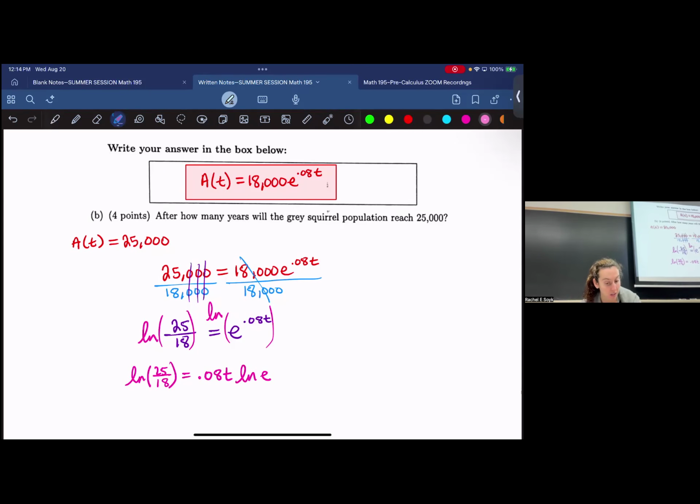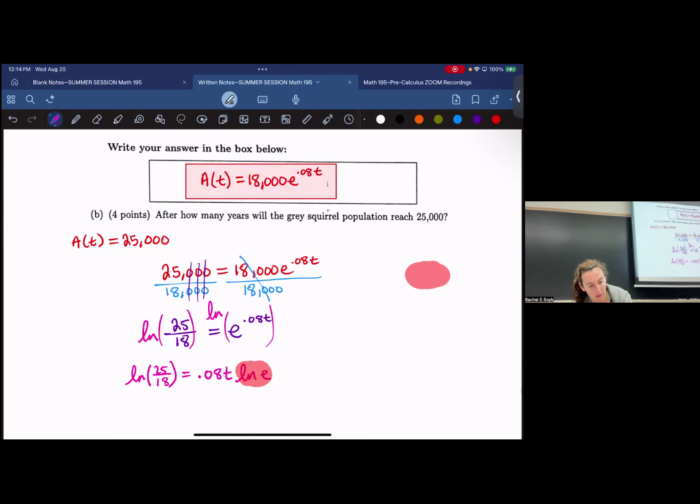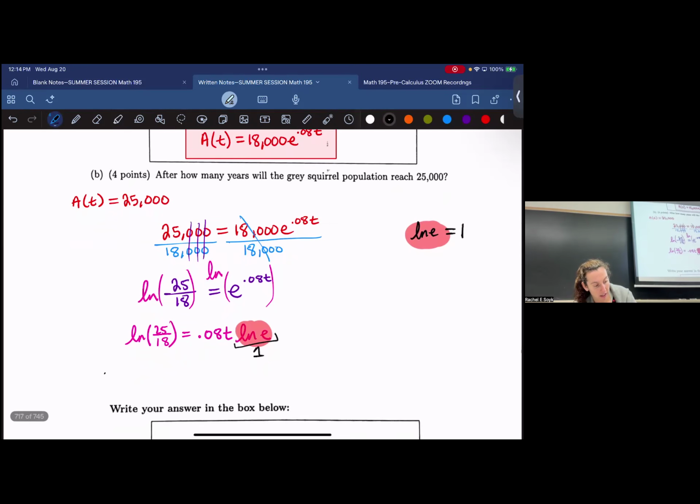Ooh, that's a famous fact. Natural log of e is just what? Yeah, good. So we can replace ln of e with 1. And so we're looking at just 0.08 t is equal to ln of 25 over 18.